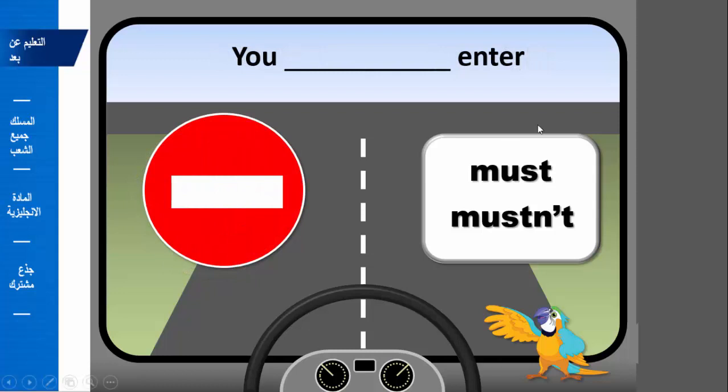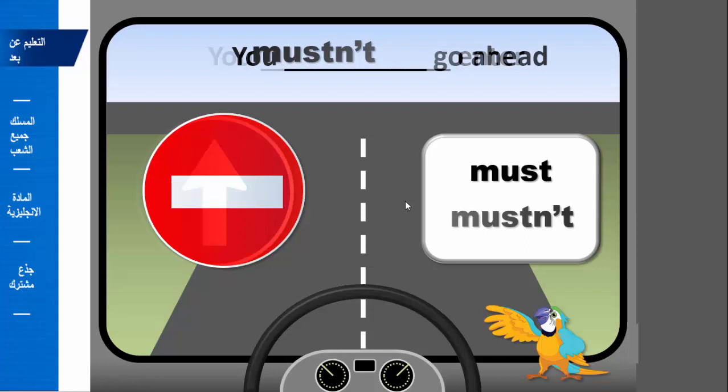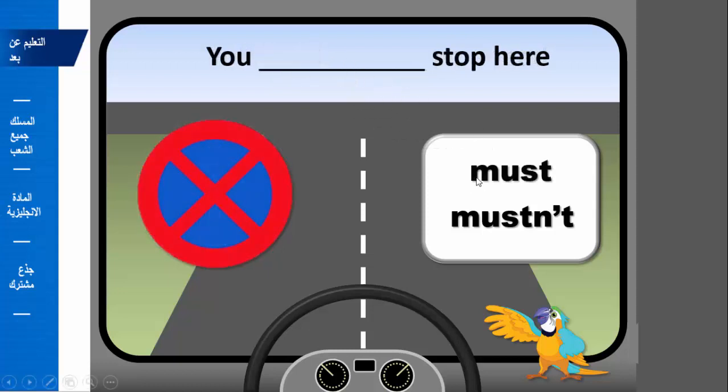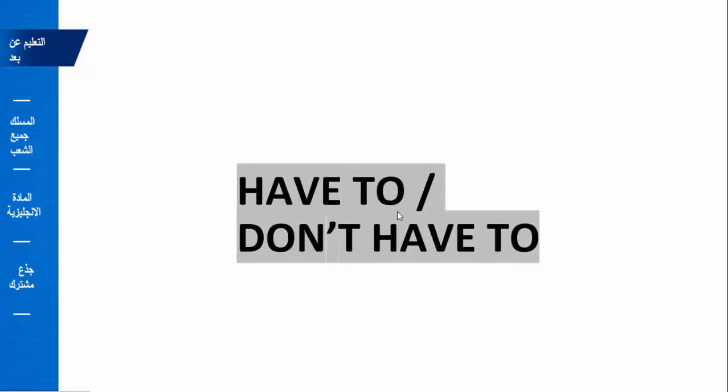Next, you mustn't enter, prohibition. You go ahead, which means you must go ahead. And here you mustn't stop here, okay? So that's for must and mustn't. I think the meaning is clear. Now we move to have to and don't have to.